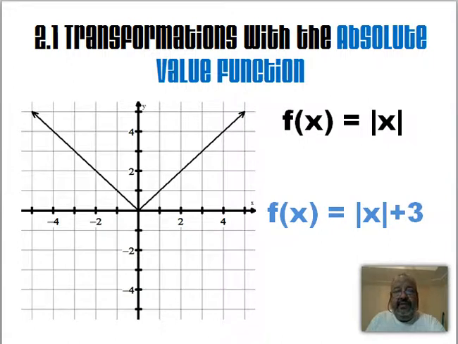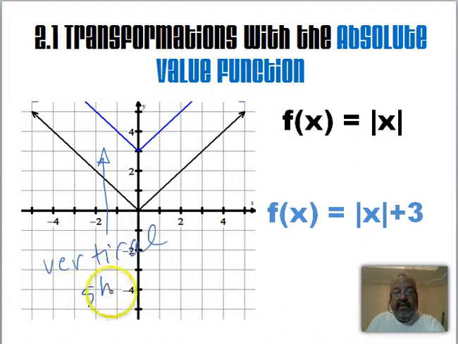Alright, so what is this going to do? Adding the 3 here on the outside of the absolute value, what is that going to do to our graph? Well, if it's on the outside, I think it's going to move it up 3. So let's see what it does. Yep, moved it up 3. This is a vertical shift up, 3 units.